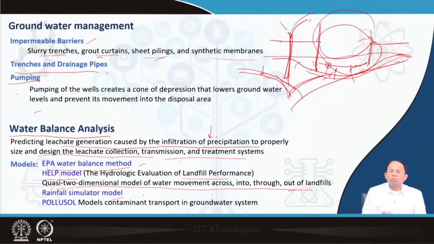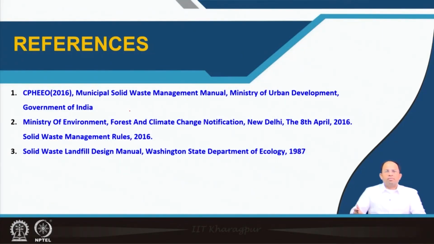A rainfall simulator model for that particular area, and pollution models which can model the contaminant transport within the groundwater system. So different people have used these components to design what sort of leachate movement happens inside a landfill, as well as how much contaminant can move into the groundwater. So all this could be modeled and determined, and accordingly the leachate collection system can be designed. So these are some of the references you can study.